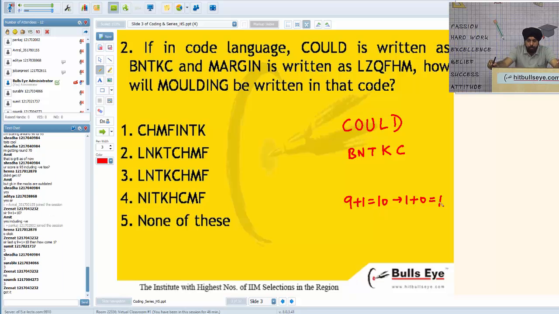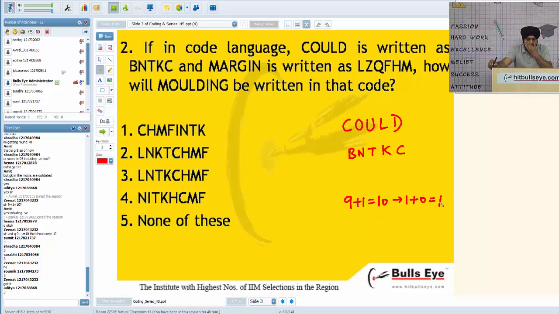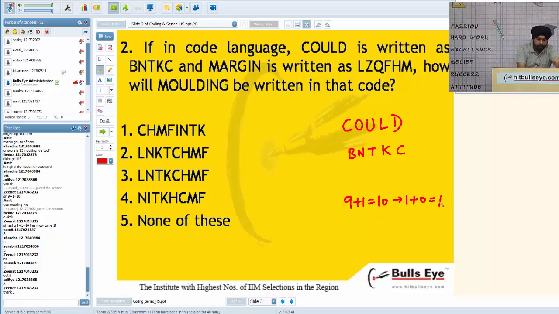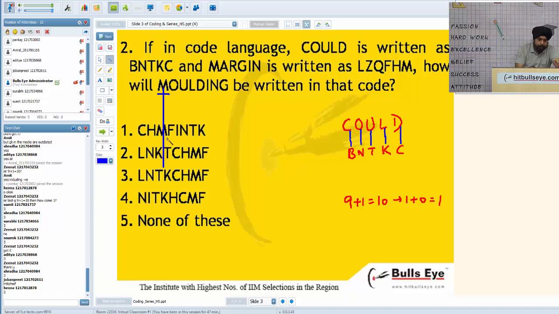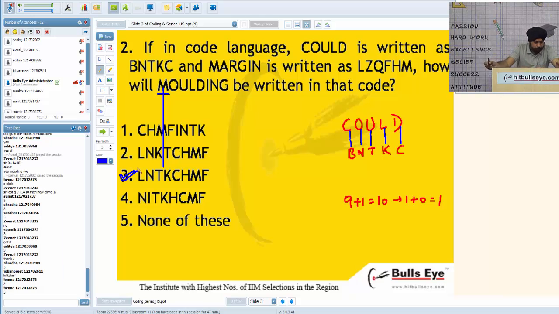Okay. So students, what about the answer to this question? Now you all can see here, the coding which has been done here is -1. The letter which appears before C is B, before O is N, before U it is T, before L it is K. Similarly, if you see the letter which will appear before M is L here. So before M it is L, before O this is N, before G this is F. You will check, verify all the options and it happens to be the third option.